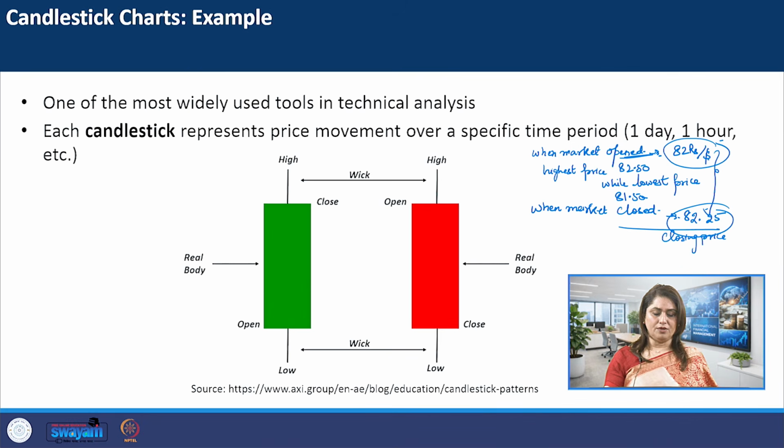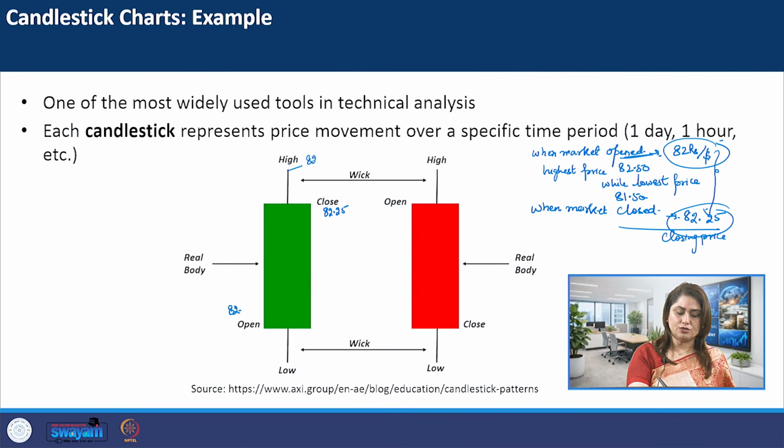So, here we will write 82.25, and what is the opening price? The opening price is 82, and what is the highest price? The highest price is 82.50, and what is the lowest price? The lowest price is 81.50. Now, this is when the candlestick is green, which shows that the prices are rising.